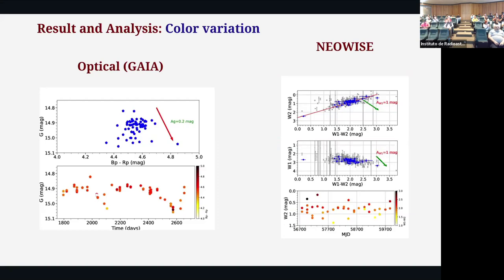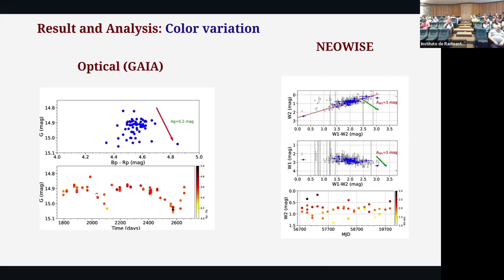And this is the magnitude with time, and these data points are colored with the corresponding colors. Here you can see this line shows the extinction vector of 0.2 magnitude in G band. The color and magnitude diagram shows a negative slope, opposite to the extinction vector. So the source is getting fainter as it is getting bluer.